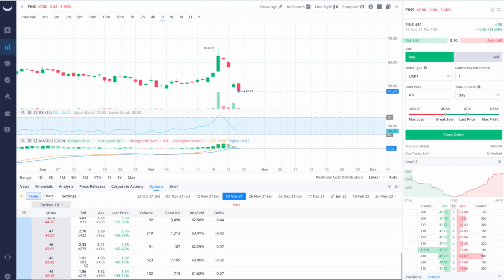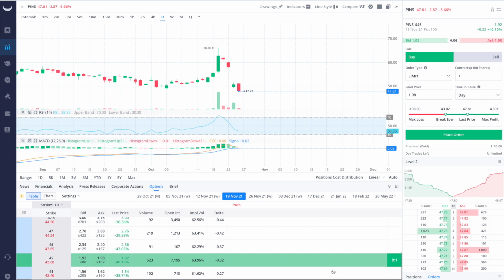So I'm going to go ahead and select a strike price at $45. That means I'm going to buy at $45 if it drops below that. If not, I'll just go ahead and collect my premium. So I'm going to click that and then scroll here.